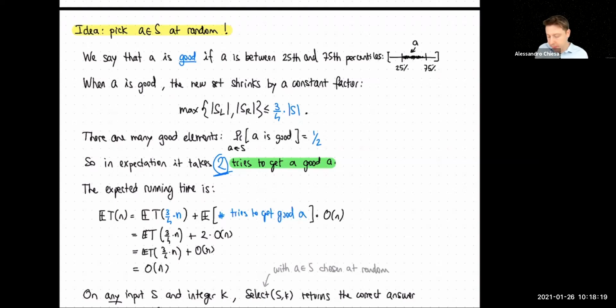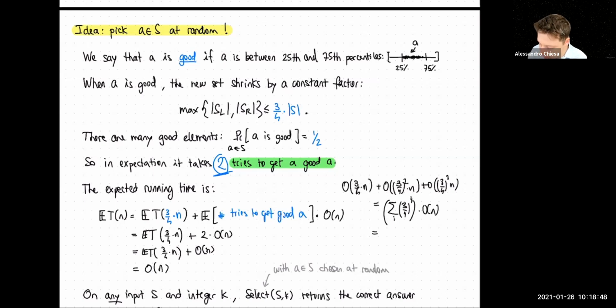Because you can think about it, you have order of 3/4 times n plus order of 3/4 squared times n plus order of 3/4 cubed times n. All of this is the sum of 3/4 to the i times order of n. But that's just order of 1 times order of n, because that's a geometric series of something smaller than 1. It will converge to a constant.